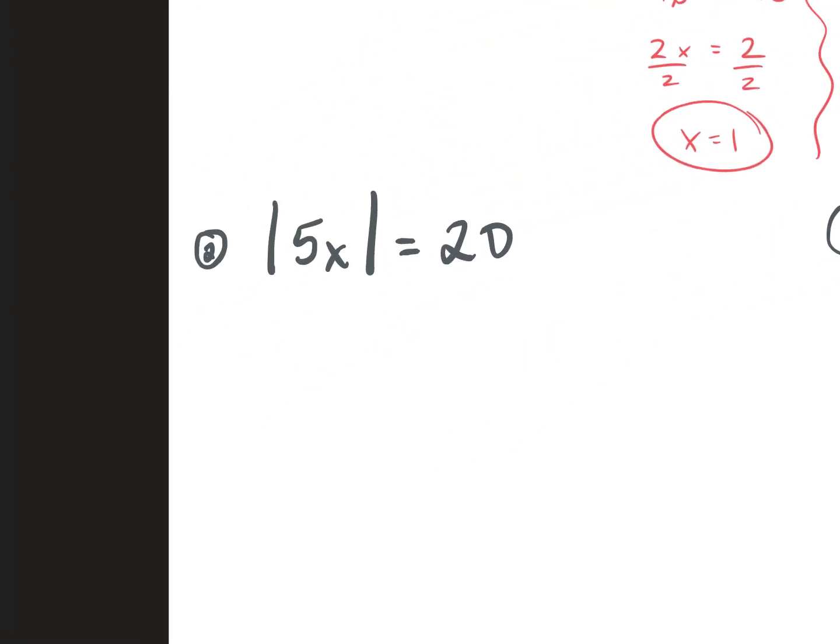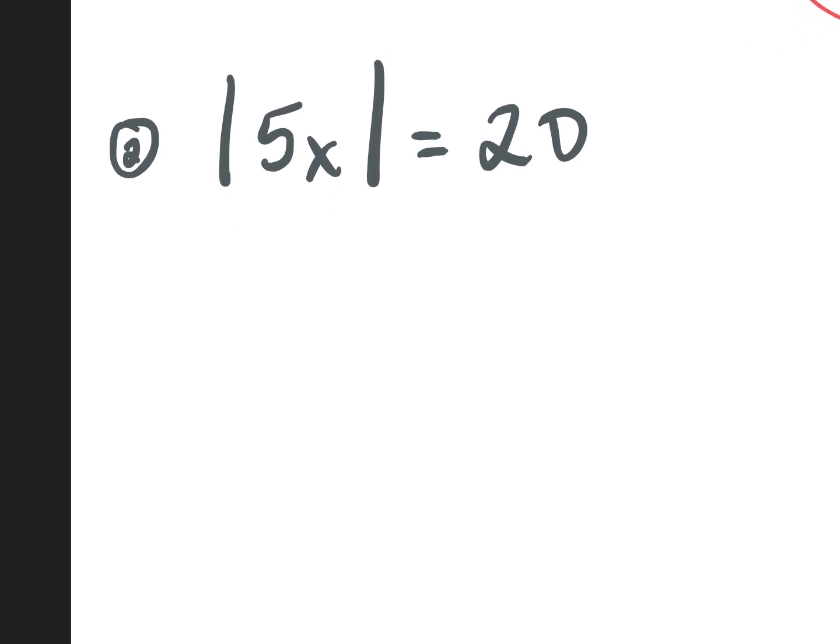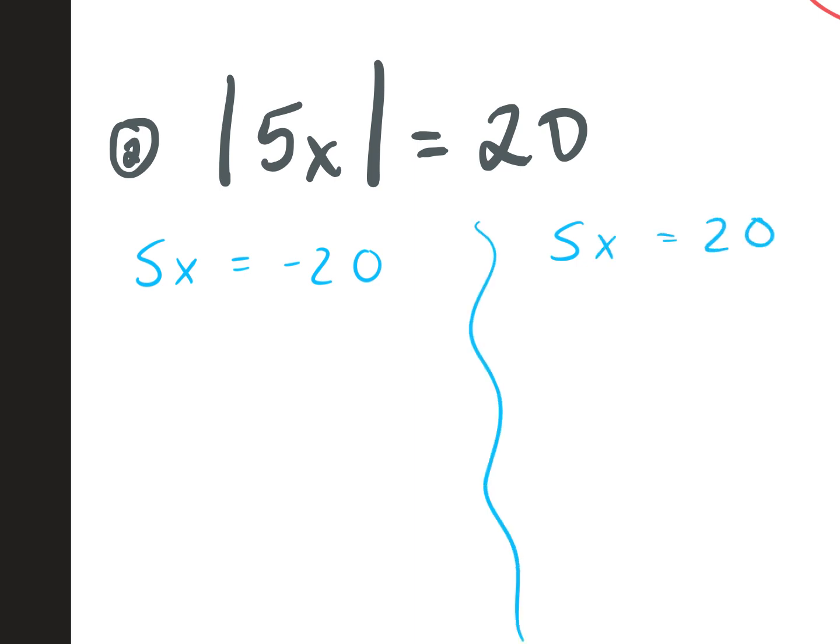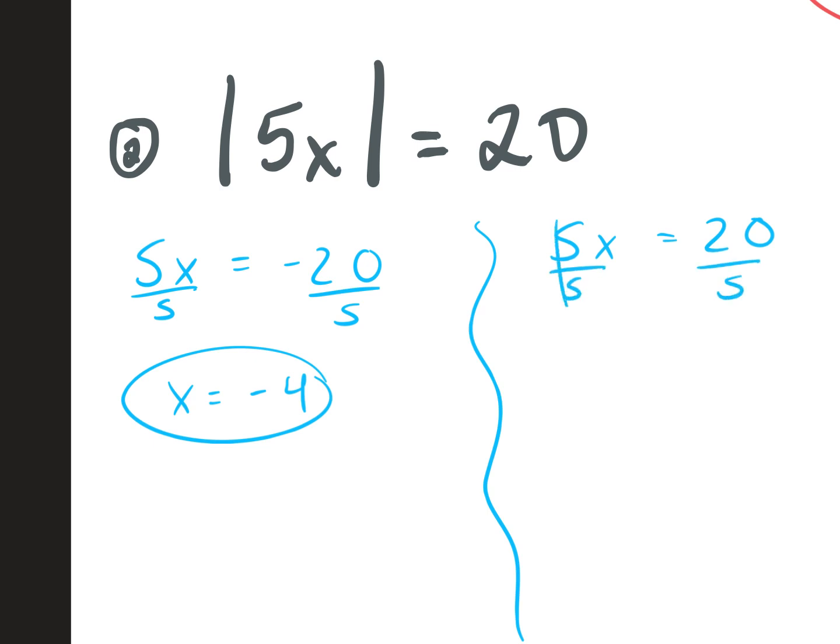So let's look at number 2 down below. So we always want to isolate our absolute value. Here it's already all by itself, so we can just split it up now. So we have 5x is equal to -20, and 5x is equal to positive 20. So we're just going to solve our 2 equations. So what would I do to solve for x? Divide by 5, so what does x equal? -4. And then in the second one, what do I do to solve for x? Divide by 5 again. So x is equal to positive 4. So those would be our 2 answers.